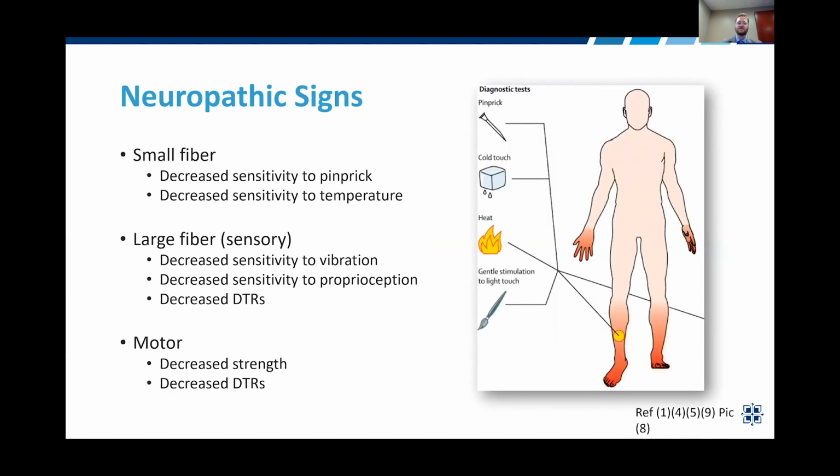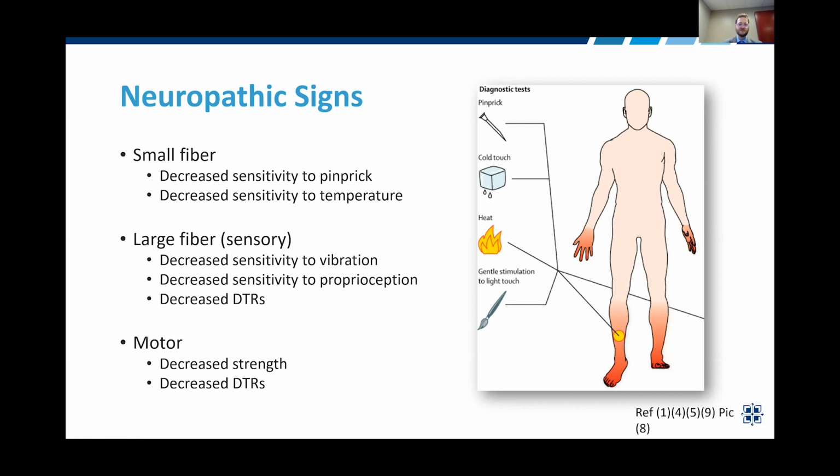So as we discussed earlier, looking at small versus large fiber, the neuropathic signs that you look for on examination for small fiber are sensitivity to pinprick and decreased sensitivity to temperature. Now, of course, back in the day, they used these old roller pinprick devices. We don't use those anymore. We use sterile pinprick sensation. Large fiber would be decreased sensitivity to vibration tested with the tuning fork at the joint, and then proprioception deficits also tested at the joint itself.